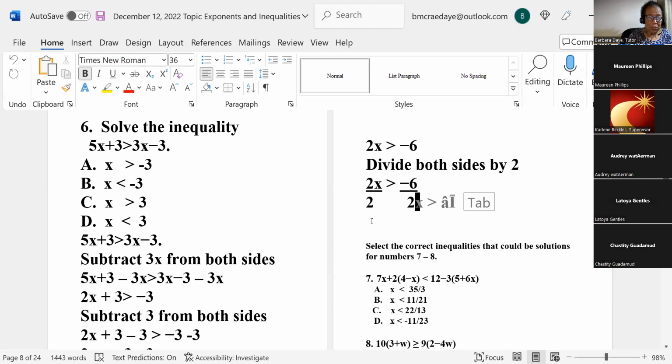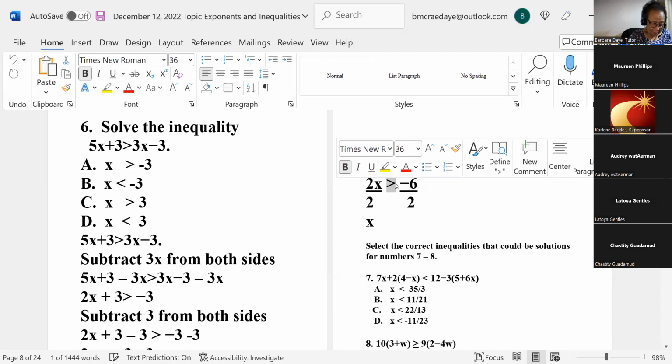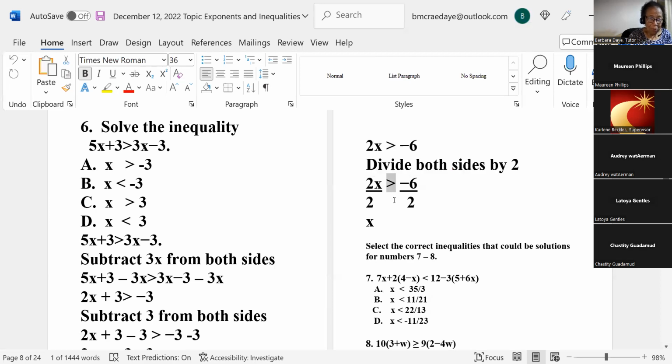On the left side, you have 2x divided by 2. Yes, you have x, right? That's it. Very good. x. And I have my greater than, still stays. There's my inequality. Now, what do I have on the right side?